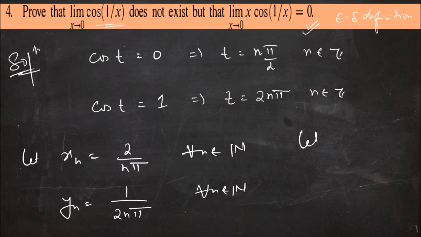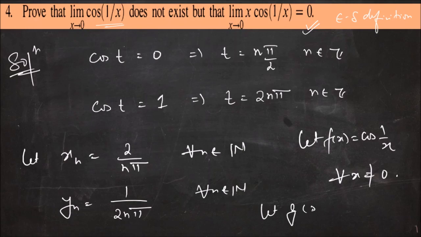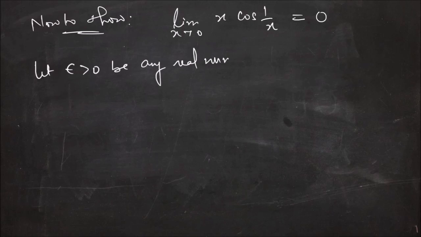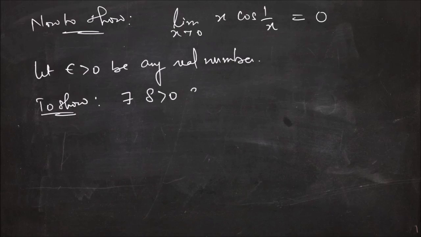Let f(x) equal cos 1 by x for all x not equal to 0. So this is f(x), and let g(x) equal x cos 1 by x for all x not equal to 0. So this is how we have defined f(x) and g(x). Now to show limit x tends to 0 of x cos 1 by x is 0, for this we will use the epsilon delta definition. So let epsilon greater than 0 be any real number. Then we have to show there exists delta greater than 0 such that 0 less than |x minus c| less than delta, where c is 0.